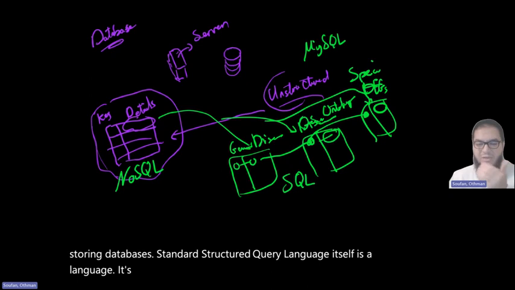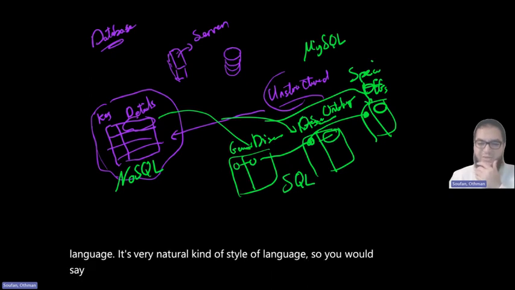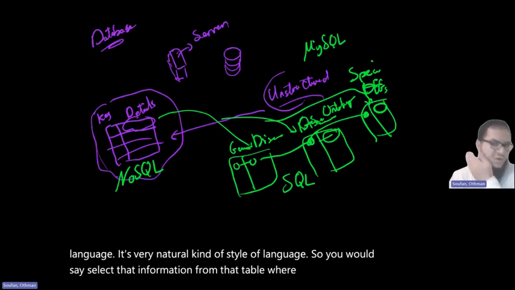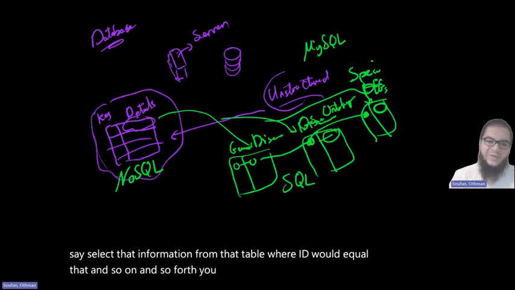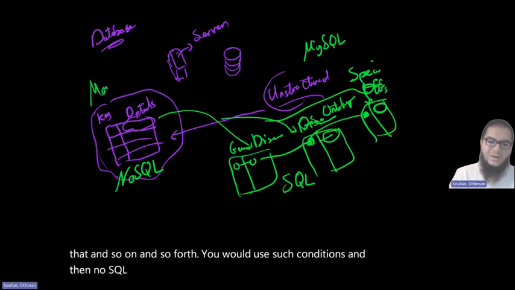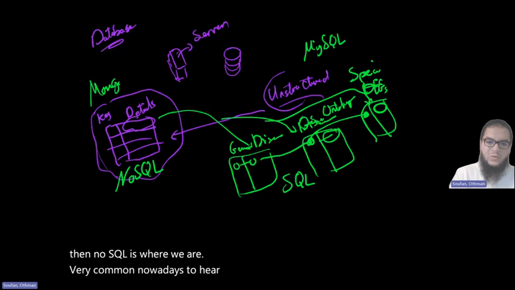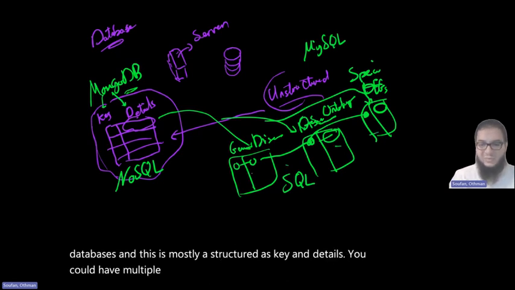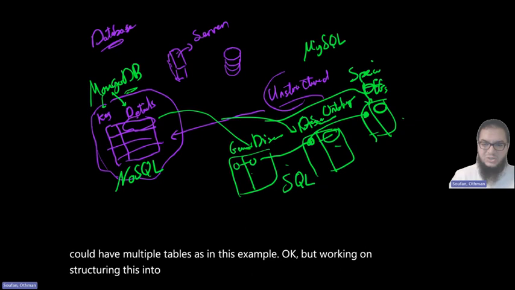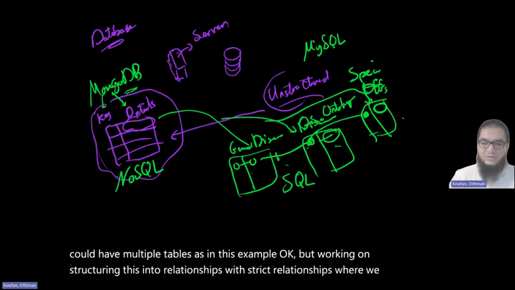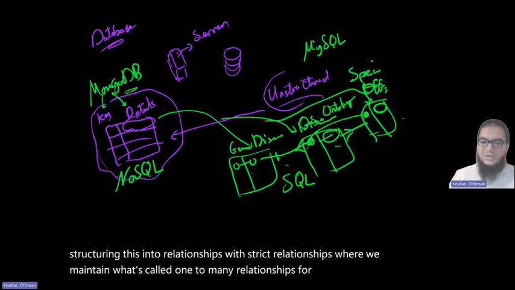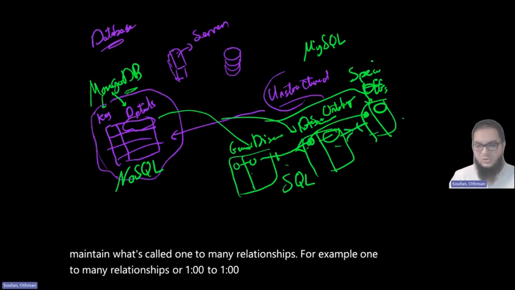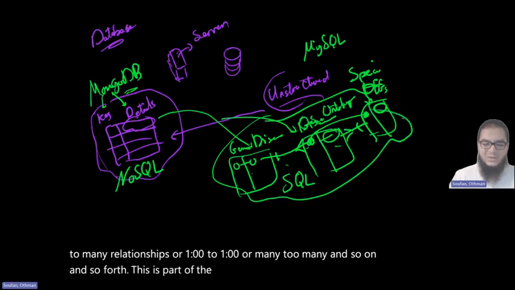Structured query language itself is a language, a very natural style of language. So you would say select that information from that table where ID equals that, and so on and so forth. You would use such conditions. And then NoSQL is where it's very common nowadays to hear about MongoDB, okay, Mongo databases. And this is mostly structured as key and details. You could have multiple tables as in this example, okay? But working on structuring this into strict relationships, where we maintain what's called one-to-many relationships, or one-to-one, or many-to-many, and so on and so forth, this is part of the SQL paradigm.